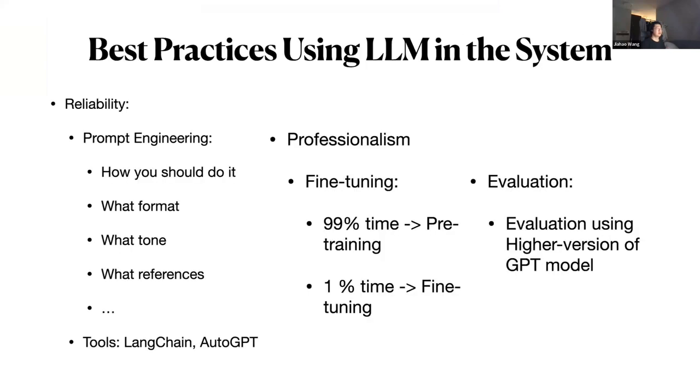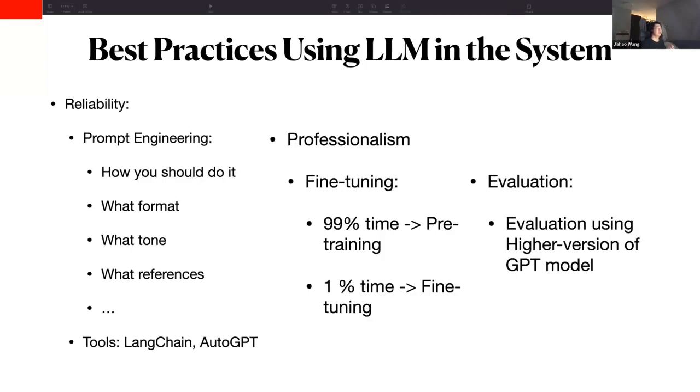To address those challenges, there are several best practices we have used to build our application. For reliability, we use prompt engineering, where there is a really famous idea of chain of thought, which improves the performance of the large language model. There are also out-of-the-box tools, for example LangChain and AutoGPT, that can help you write better prompts to guide the large language model.